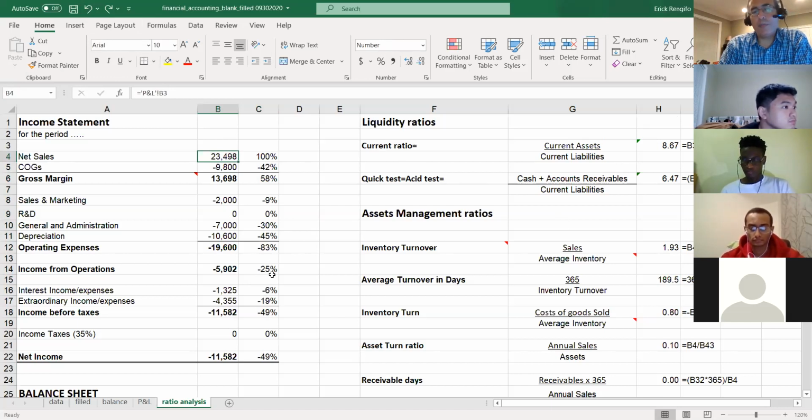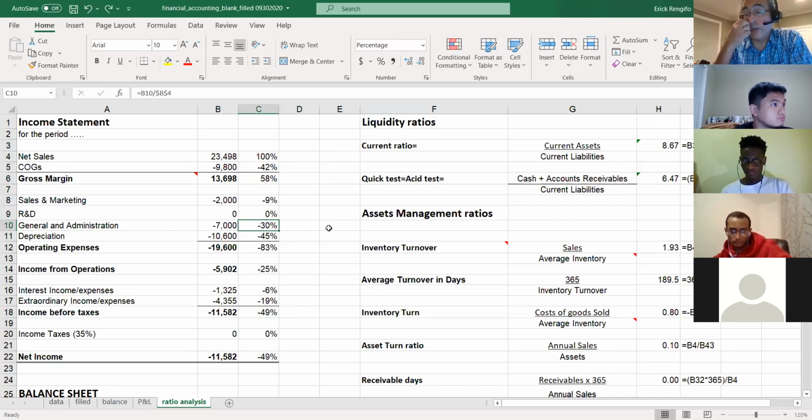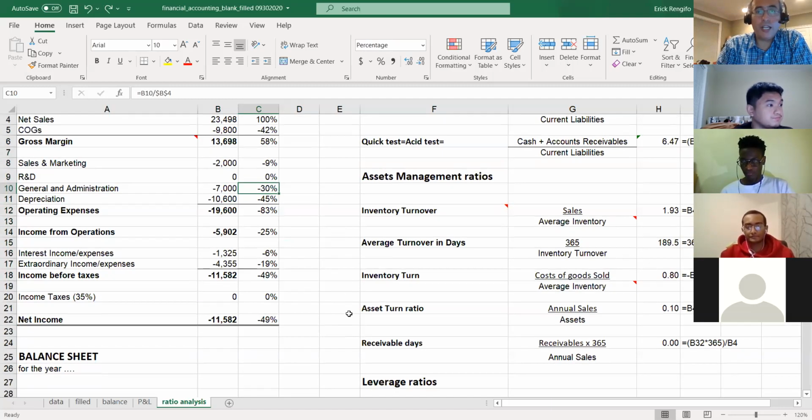Then you have income from operations is minus 25%. So I'm already losing 25% of my revenues. And at the end, guys, I'm losing 49% of my revenues. Make sense? So these numbers here are very useful when you have 2 years to compare, for example. So you can see, oh, last year was 30% in general administration. Now we are 25%. So that's good. So we are improving, okay? We're improving 2 ways. One, that we are decreasing these expenses, or second, we're increasing our revenues. Make sense? So it's a very simple, straightforward analysis.